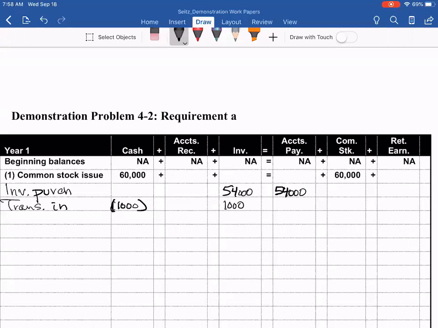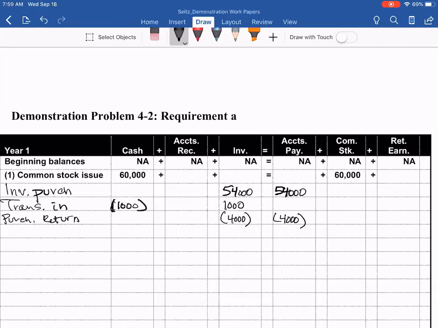Four, an inspection revealed that merchandise with a list price of $4,000 purchased in event number 2 was defective. So they returned it and wanted to receive credit. So this is a purchase return. We're going to decrease our inventory because we're going to actually send that inventory back, and then I'm going to decrease my accounts payable because obviously I'm going to pay less for my accounts payable.